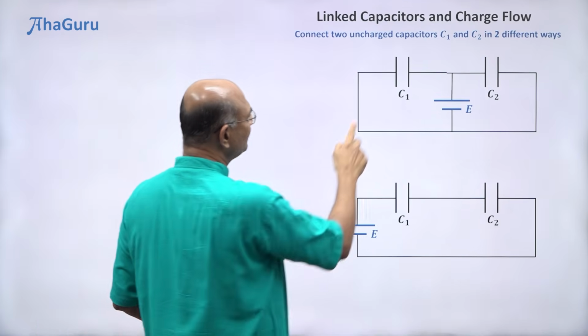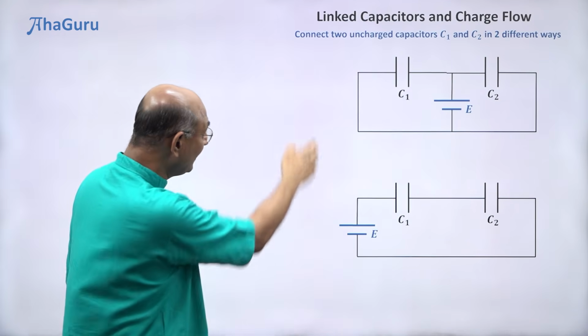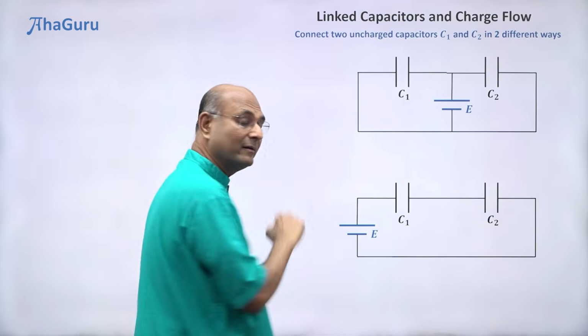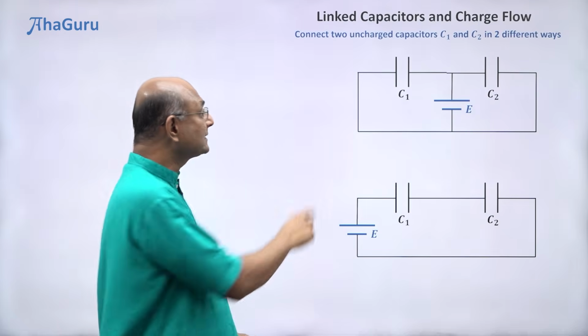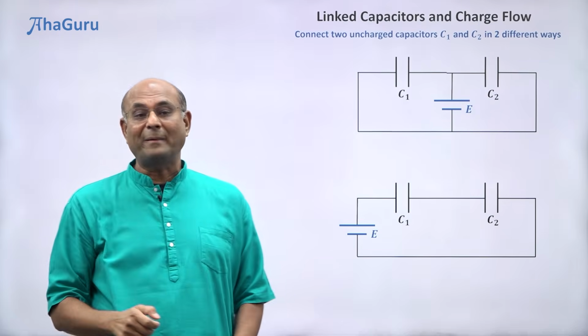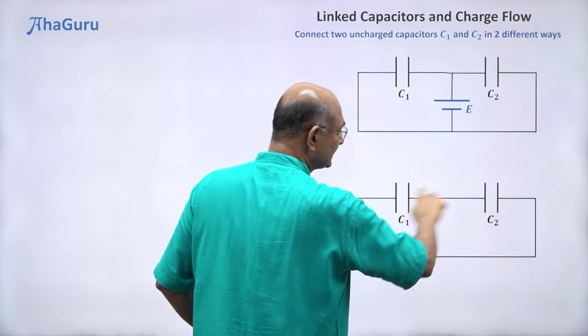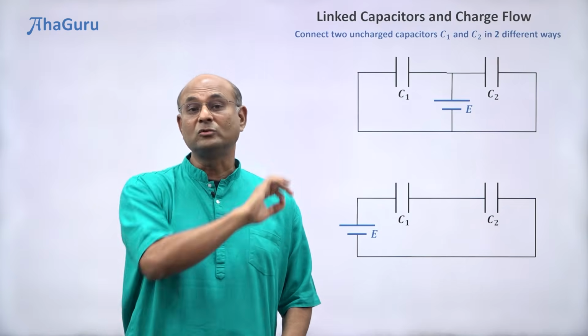Both these circuits, if you notice, have two capacitors of the same values, C1 and C2, and they have the same battery, right? So what's the difference? The difference is how these capacitors are connected to the battery. Here, these capacitors are connected like that. Here, these capacitors are connected in a different way. And that is going to make a huge difference.